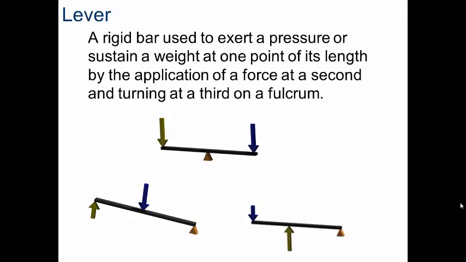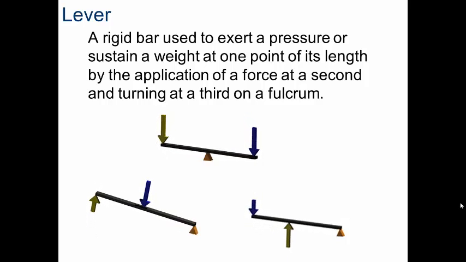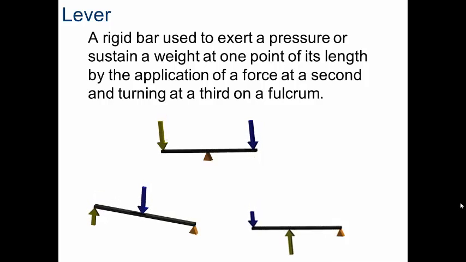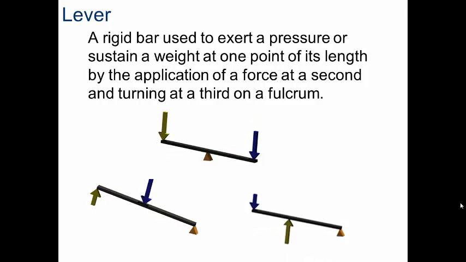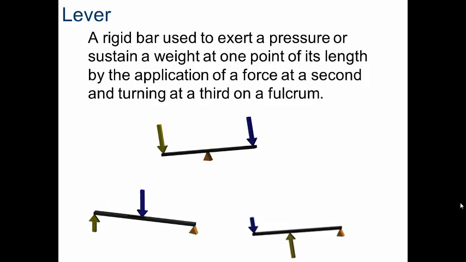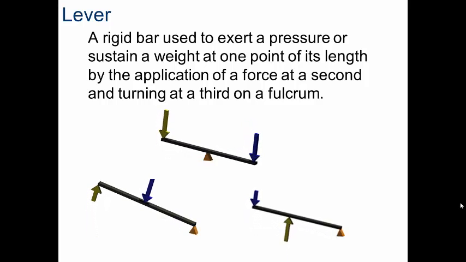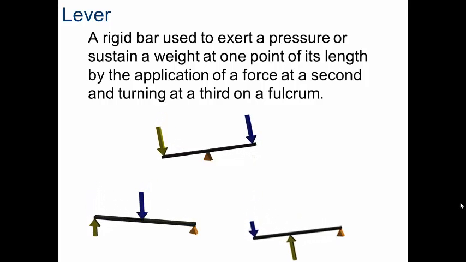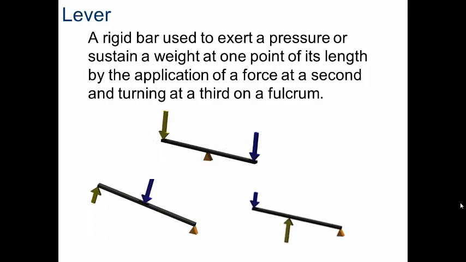By definition, a lever is just a rigid bar used to exert a pressure or sustain a weight at one point of its length by the application of a force at a second and turning at a third on a fulcrum. So here you can see we've got 3 different pictures of levers in action. We're going to take each one and look at each one individually.